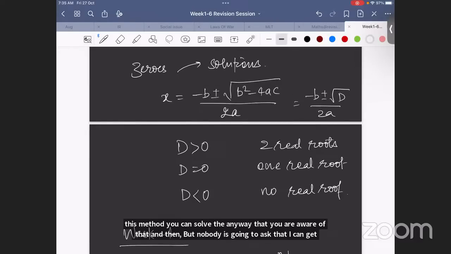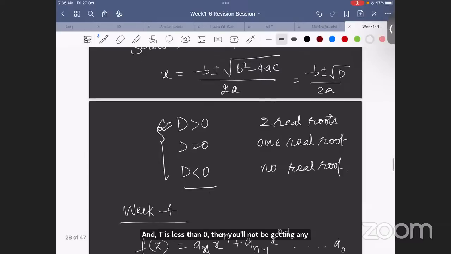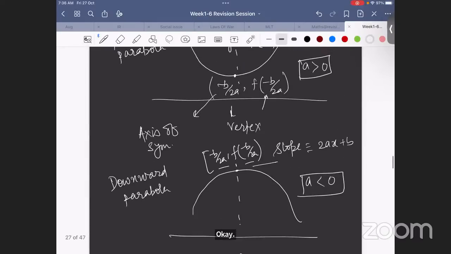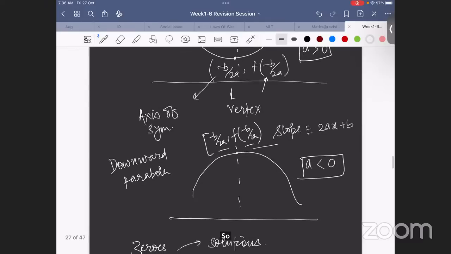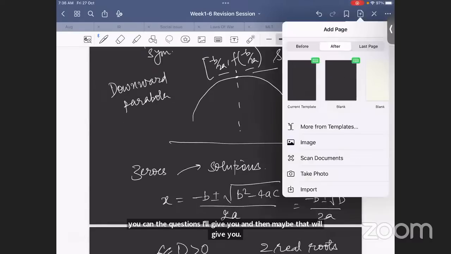So roots, you should know how to calculate the roots, and these three things: if D equals 0, you'll get one real root; if D is less than 0, you'll not get any real root; and if D is positive, then you'll get two roots, okay? So this much you are already aware of. This was a pretty simple week, not much concept, but in the questions I'll give you, you'll have to try something out, okay?